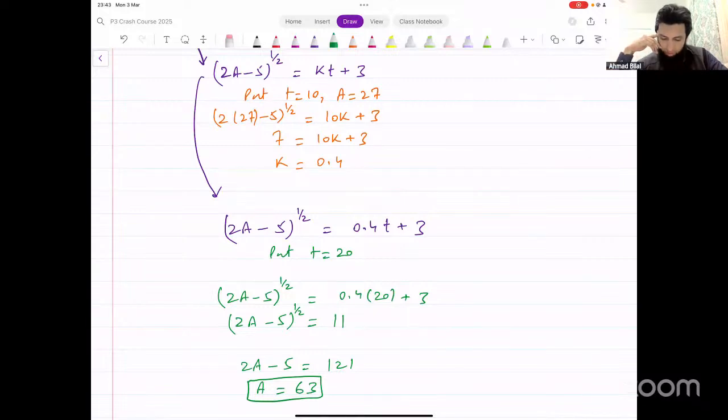Is a 15.5? Are you sure? Let me just verify this. The value of a is correct, right? Is there any careless error somewhere? Can somebody check this?